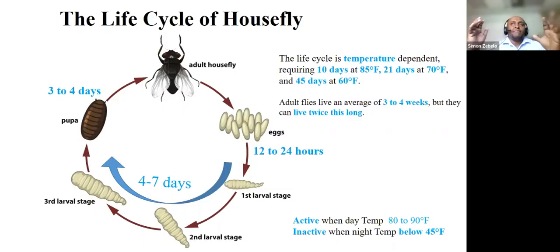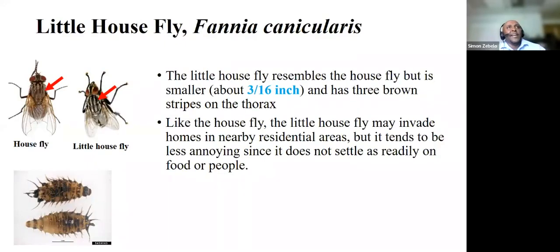Most flies, all different types of flies, share a somewhat similar type of life cycle. So I don't want to repeat it when we discuss the other types of flies. We are not going to come back and see the life cycle, because almost the life cycle is similar. So let's see the little housefly, Fannia canicularis. The little housefly resembles the housefly, but it's smaller and has 3 brown stripes on the thorax. The housefly has 4 stripes, but the little housefly has only 3 stripes on the thorax.